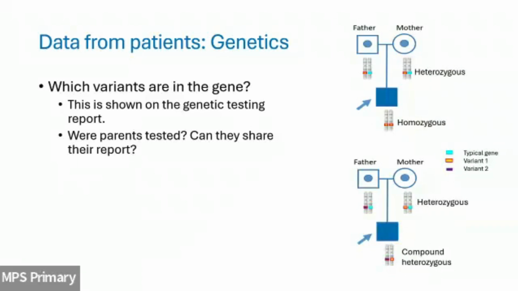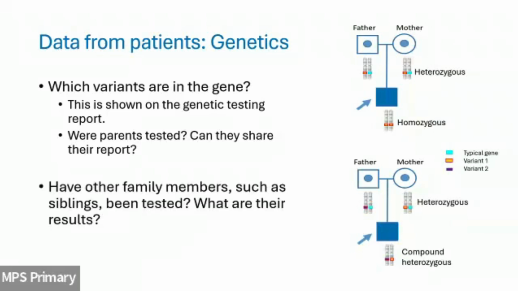It's also really helpful for us to know whether parents had been tested and is there evidence that one variant came from each parent. And similarly, have other family members been tested, especially siblings, for example? Are there other individuals in the family who have the same condition? Do they have the same or different genetic variants? Or if a sibling doesn't have the condition, what was their genetic testing report? What did that look like? So all of this information is really helpful for us when classifying variants.